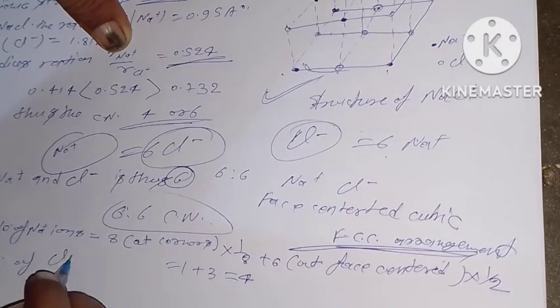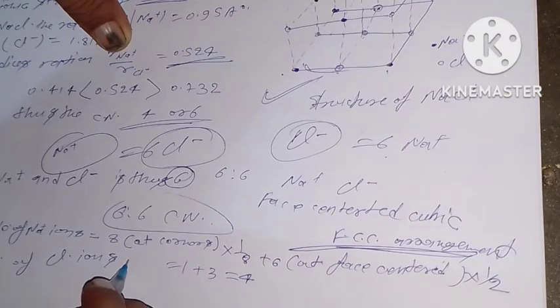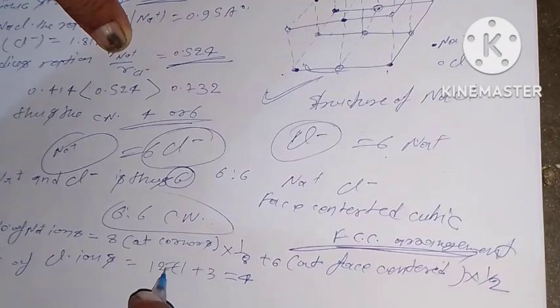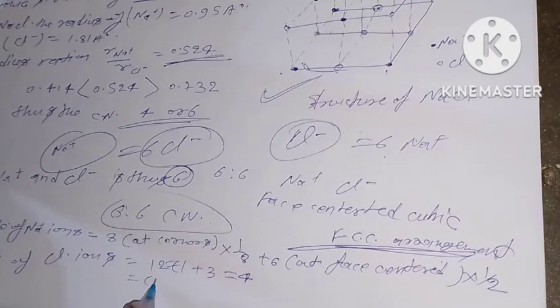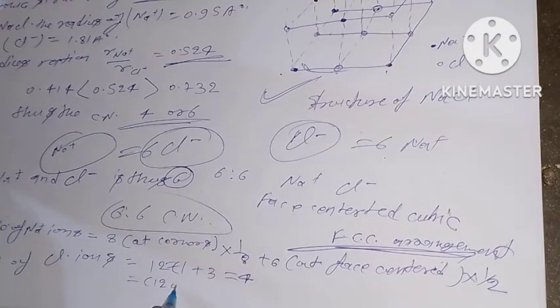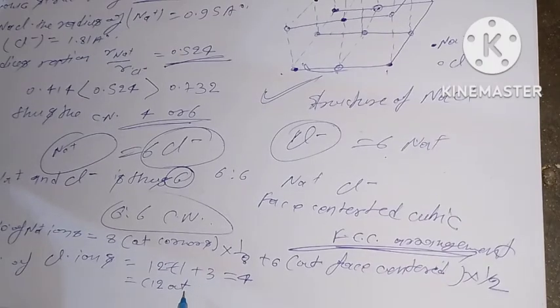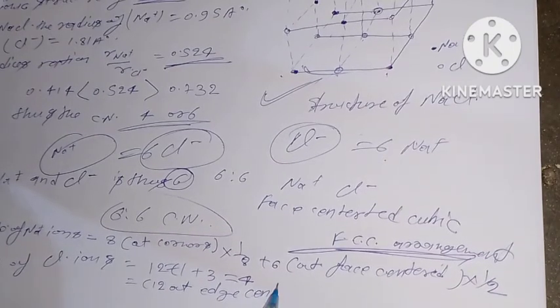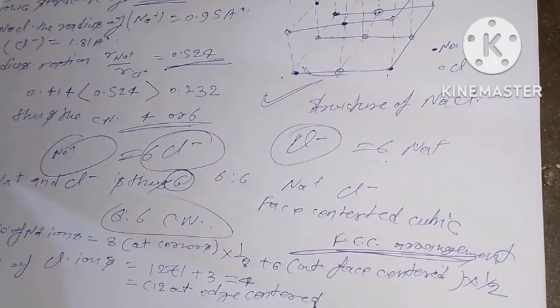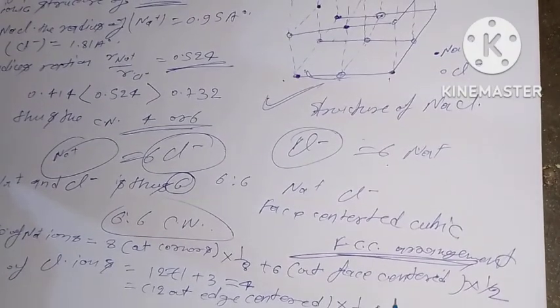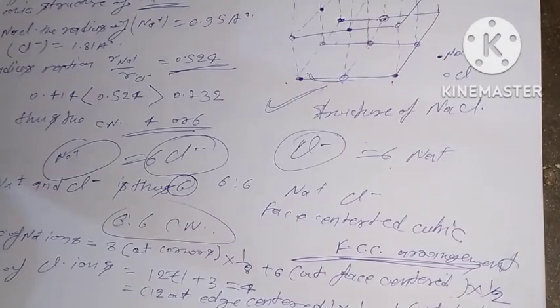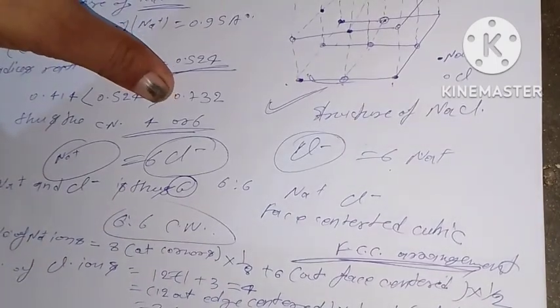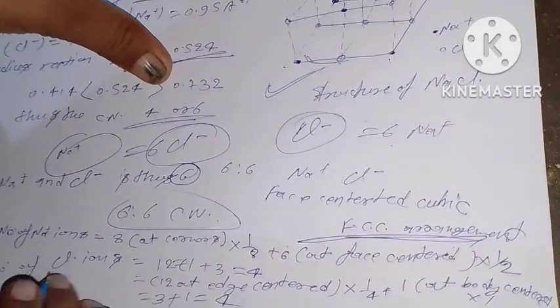And the number of chlorine ions is 12 at edge centers multiplied by 1 by 4, plus 1 at body center, that is 3 plus 1 equal to 4.